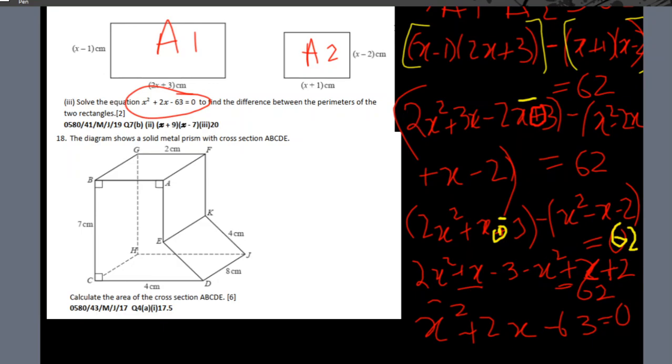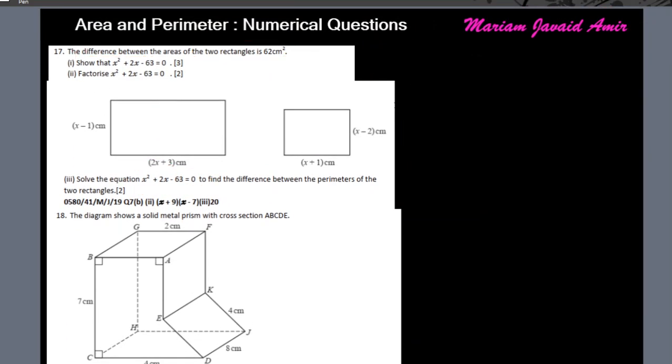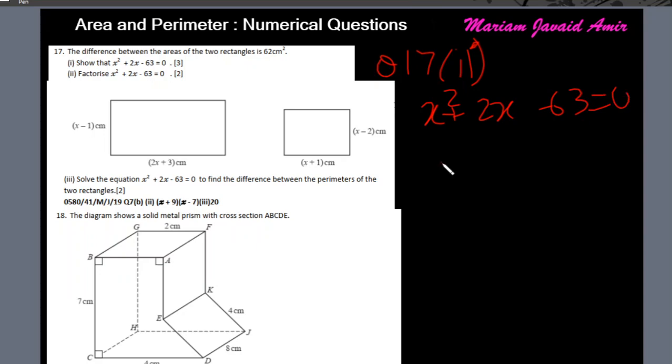Alright. This is part 1, clearing the screen for part 2, which is simply factorize this: x square plus 2x minus 63. So we're looking for two numbers which when multiplied should give us minus 63, which when added should give us 2. So how can we get 63? We get 63 from 7 and 9. So if I write 9 times minus 7, I get minus 63. And when I write 9 plus minus 7, I get 2.